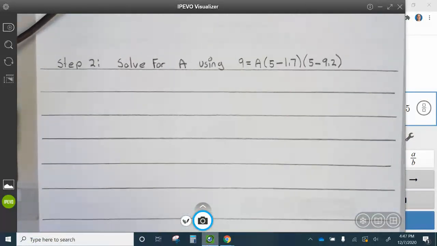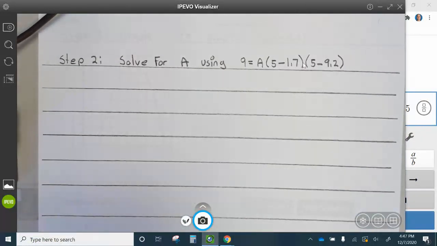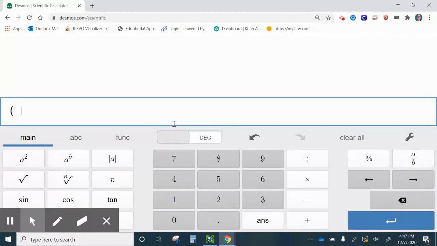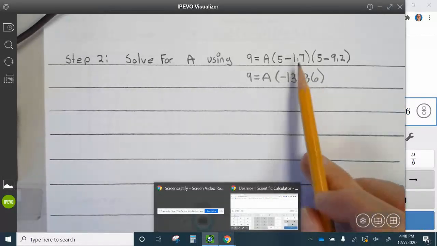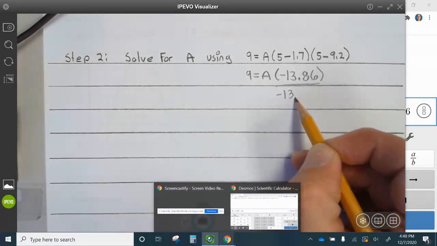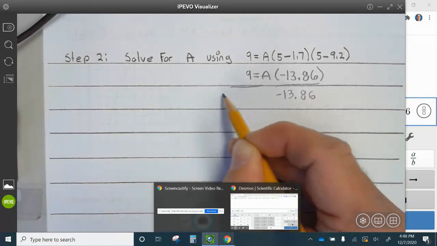Step 2, we're going to use that to solve for A. We can find this number right here just using the Desmos calculator. So we can put that all in at once. 5 minus 1.7 parentheses 5 minus 9.2. That's negative 13.86. So this is negative 13.86. So now we're going to divide both sides by negative 13.86.